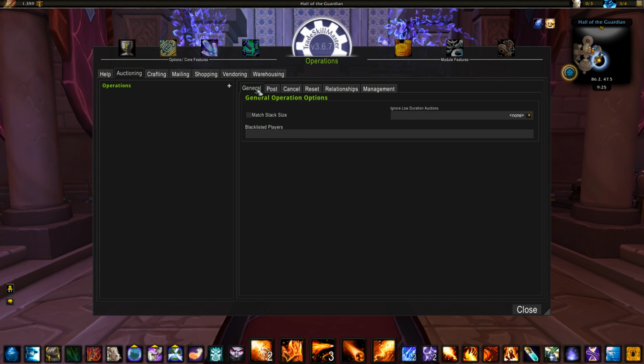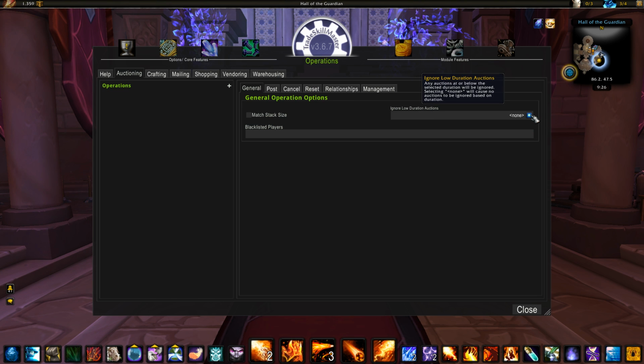And then over here on the general tab, you can put in blacklisted players if you like. I don't use that function. Use it if you want. You can use match stack size. That's also a really good function you can use. It will apply to some groups more so than others. You'll have to decide that for yourself.